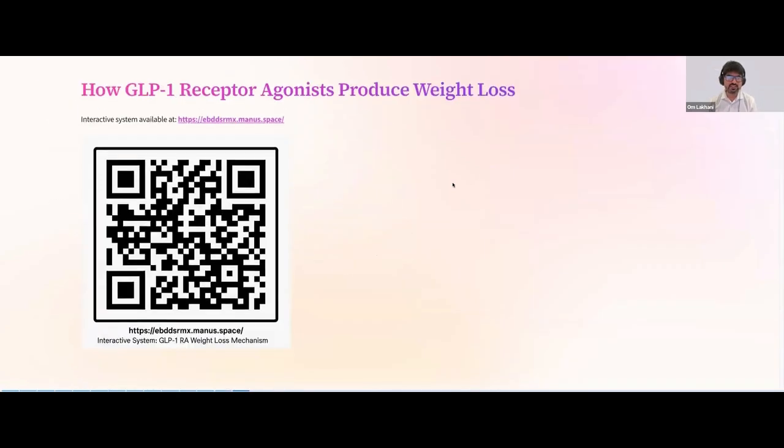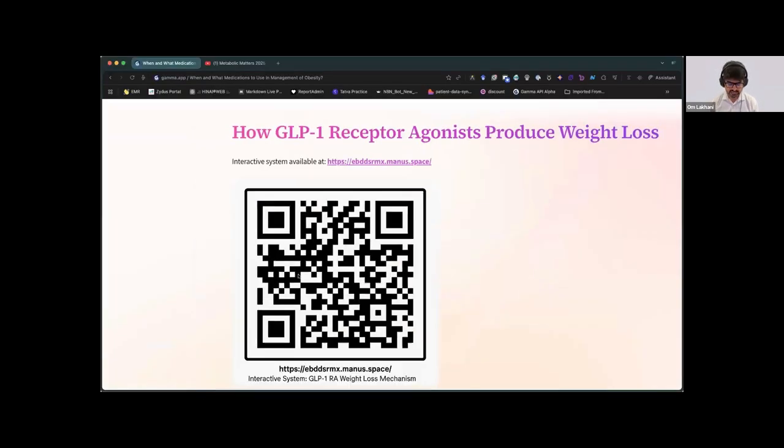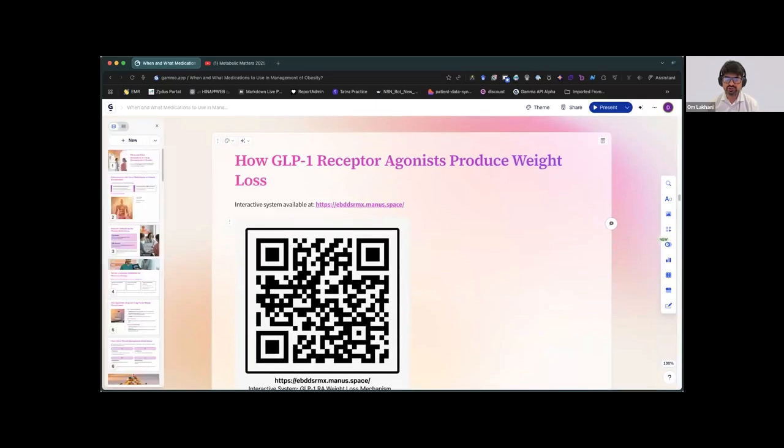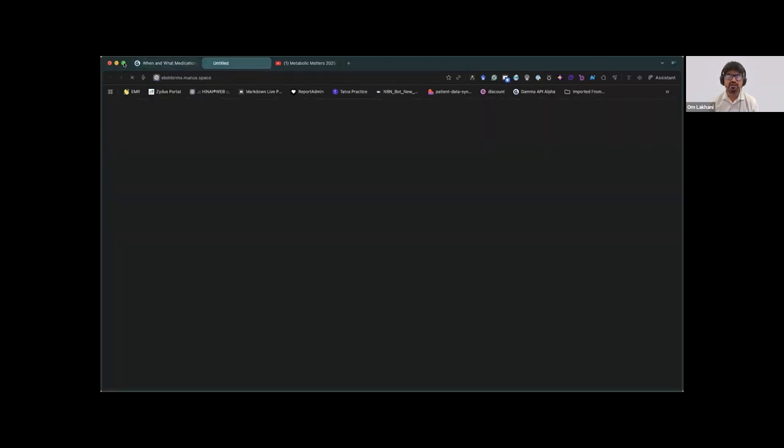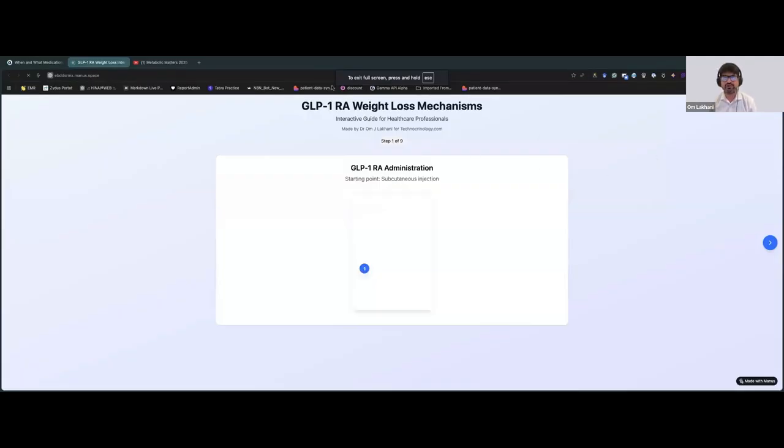Now, let me show you this little thing which we have made, which is an interactive tool which shows you how GLP-1 RA really acts. If you have some patients or clients who are quite educated and very much into it, I'm leaving the link in the description and in the chat also. You can just check this out. This is a tool which shows step by step how the GLP-1 RA leads to weight loss, right? And what the mechanisms involved in this process are.